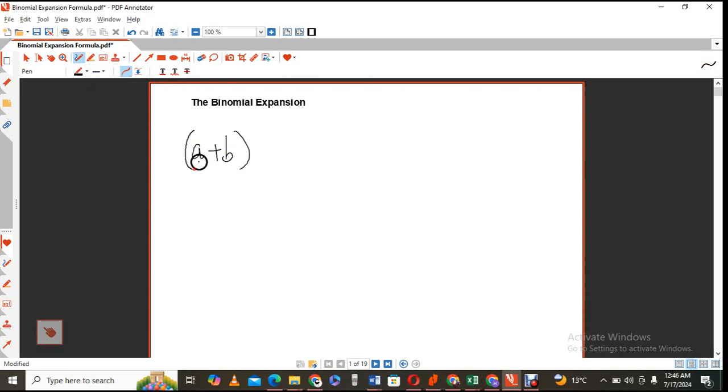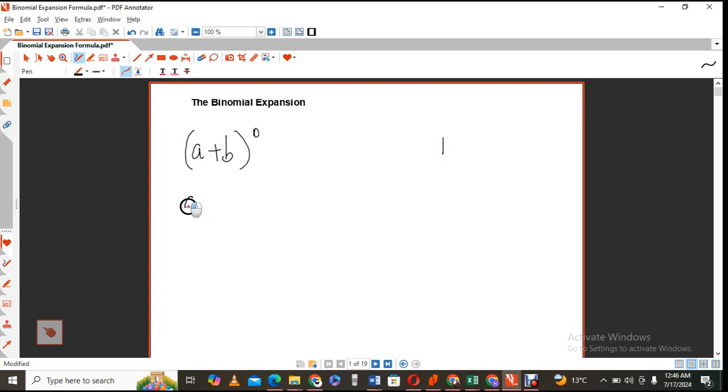b. Let's say we raise them to the power of 1. Or let's even start off with the power of 0. Now, as long as a plus b is not equal to 0, or as long as this whole thing in the bracket is not 0, then you should know that anything raised to the power of 0 is equal to 1.